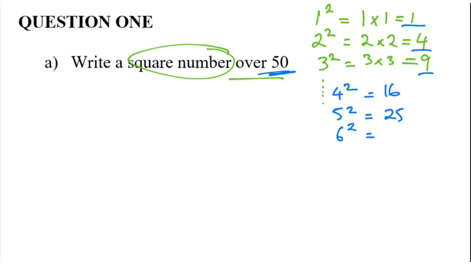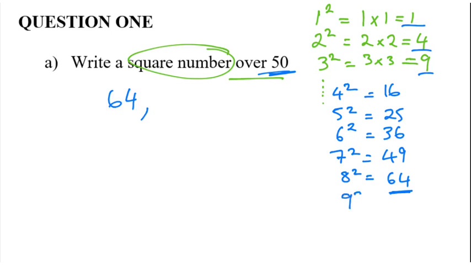6 squared, 6 times 6, is 36. 7 squared, 7 times 7, is 49. 8 squared, we get up to 64, so we're finally getting up to a squared number that's over 50. So 64 is a square number over 50, or anything above that. 9 squared, 9 times 9, is 81, so that would be another square number over 50. 10 squared is 100. So any of those squared numbers above 50.